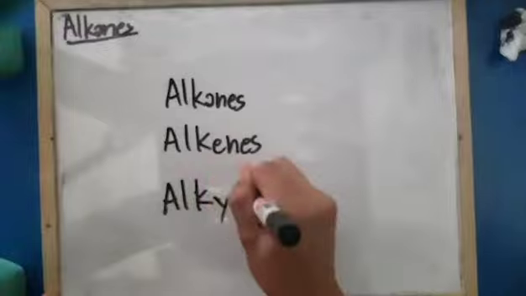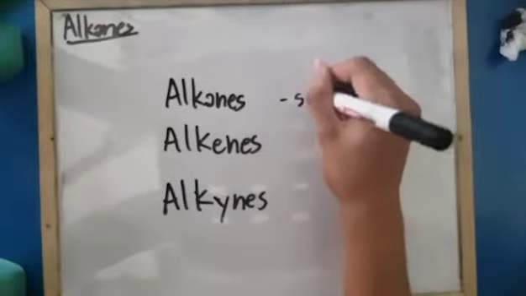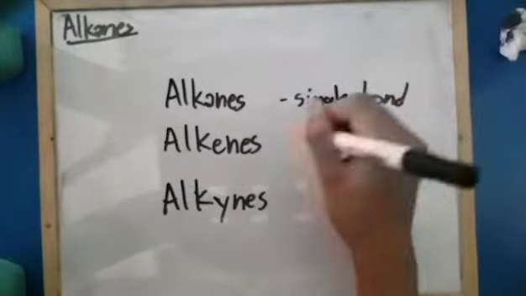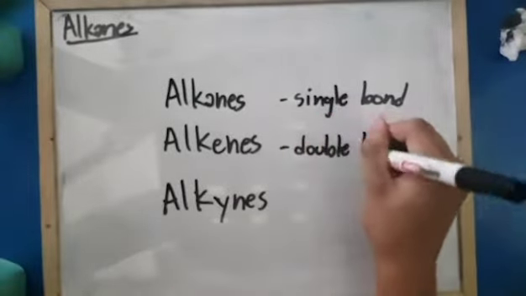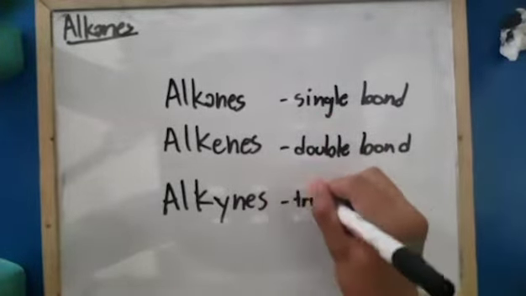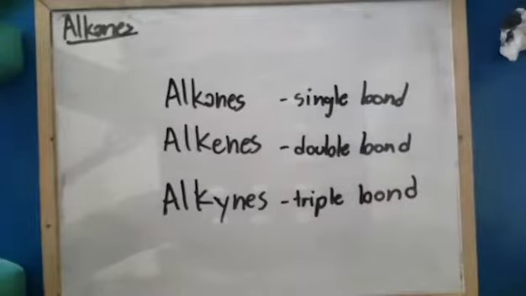The three simple carbon groups are alkanes, alkenes, and alkynes, which are defined by the presence of different bonds between the carbon atoms. Alkanes have only single bonds between the carbons, alkenes have at least one double bond, and alkynes have at least one triple bond.